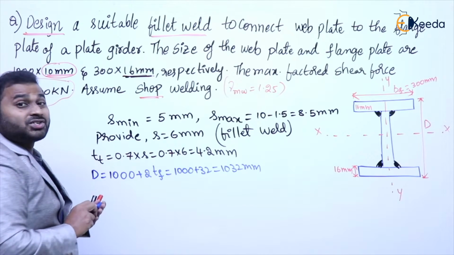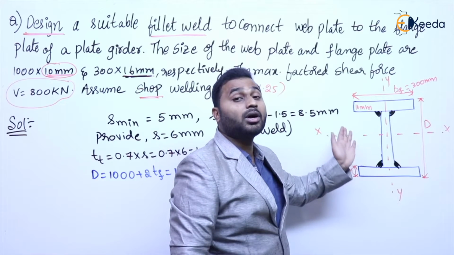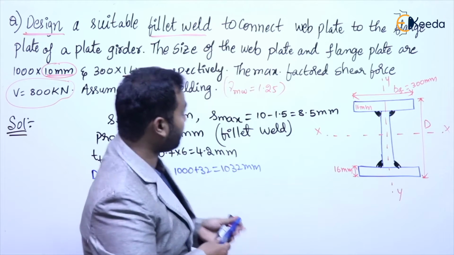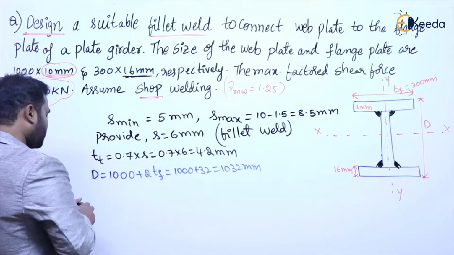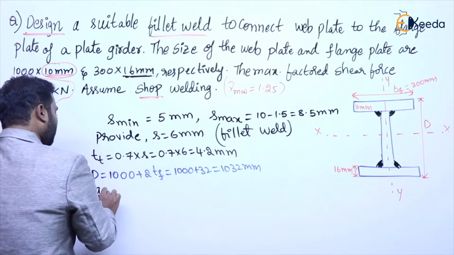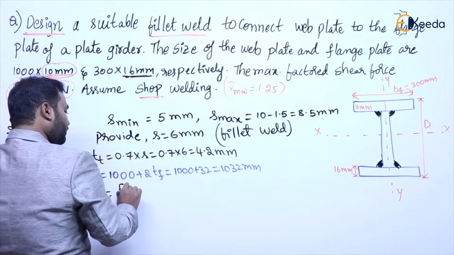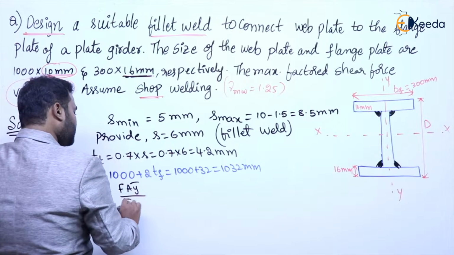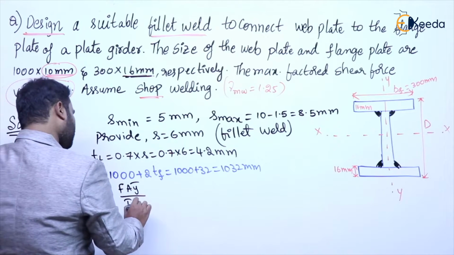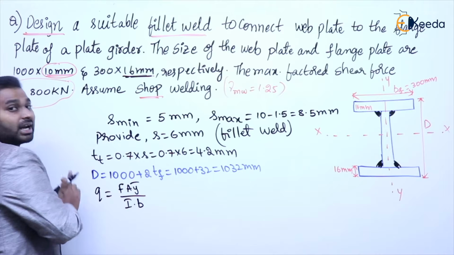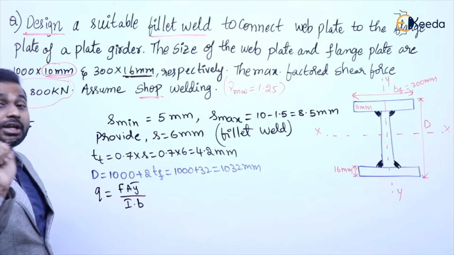Now let us find the shear stress in this weld, because of the externally applied shear force. How much is the applied shear force? 800 kilonewton. As we know the formula, basically this formula is from strength of materials. The shear stress formula is F A Y bar by I into T. First let me write B, later we modify it. This is the generalized formula we have studied in strength of materials for calculating the shear stress in any cross section of a beam.